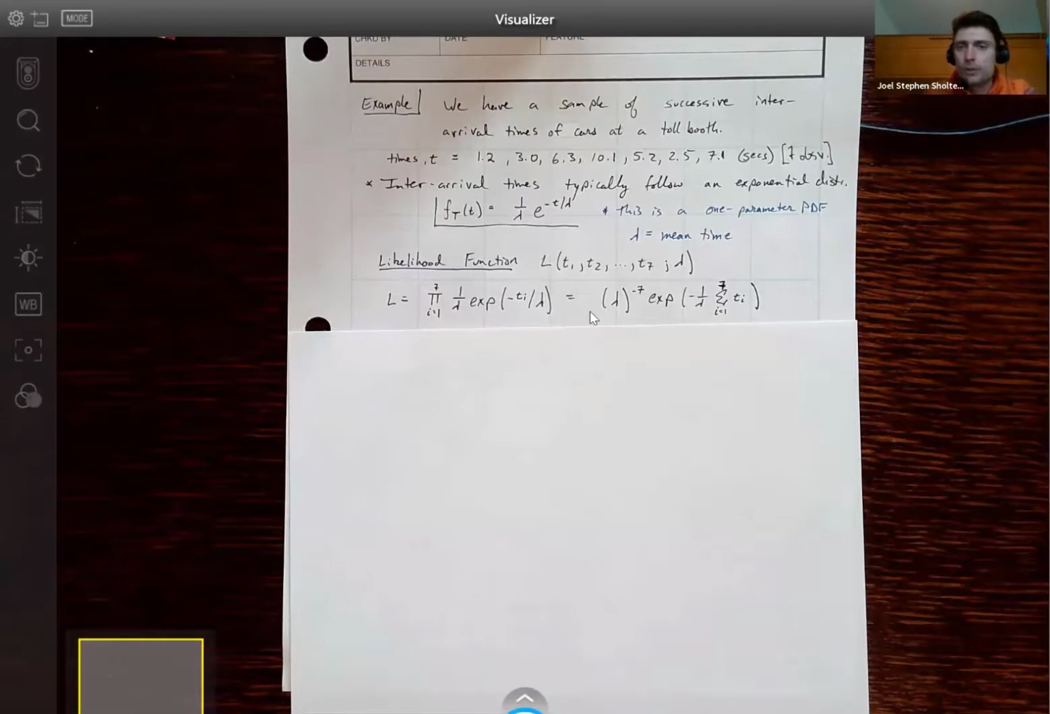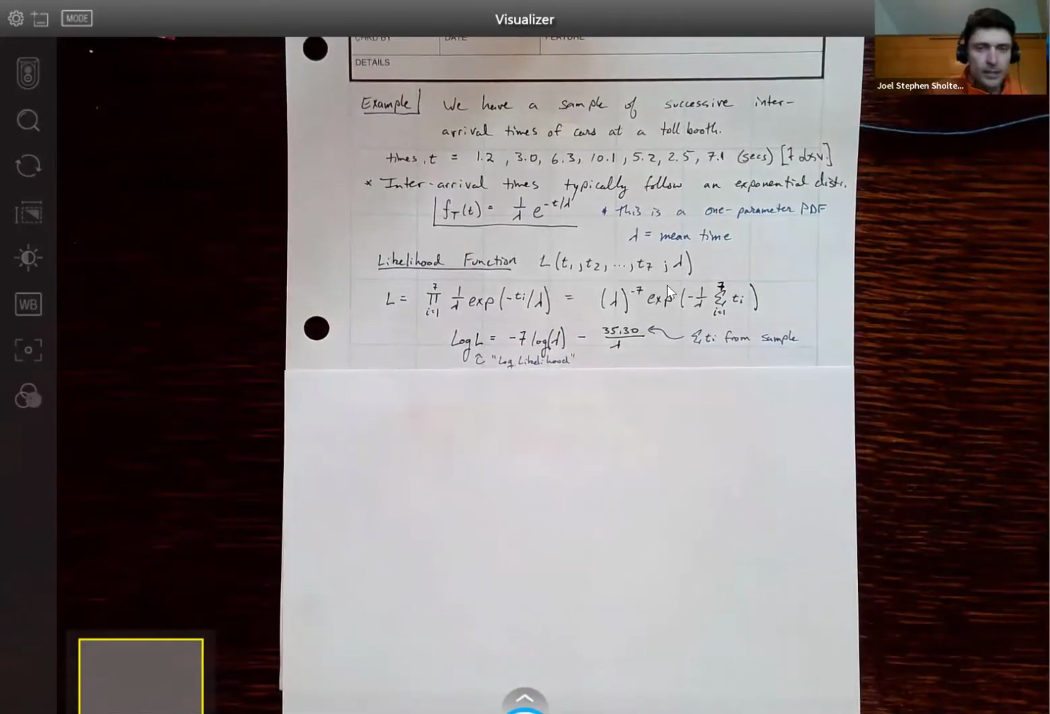So that equals, when we do all those products together, lambda to the negative 7, right? Because it's 1 over lambda, and we're doing that 7 times, multiplying it by itself 7 times. And then when you do exp times exp times exp, you end up summing the exponents. So it's lambda to the negative 7, exp to the negative 1 over lambda times the sum of all of our times. That's in the exponent. So we just did the product 7 times, and this is what you get.